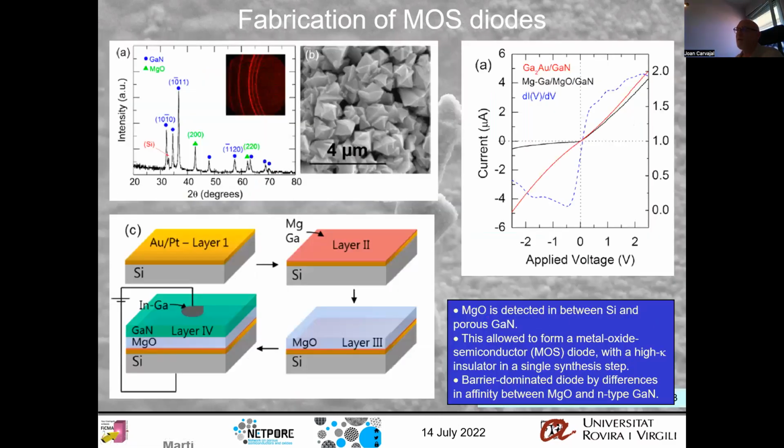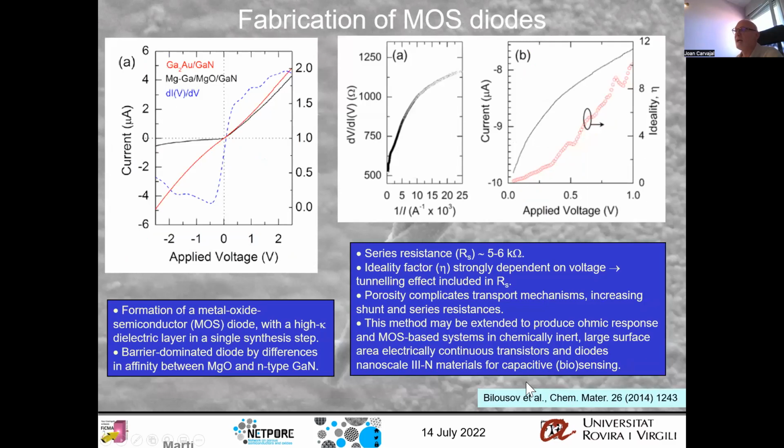So at the end, what we are having is we are forming a metal oxide semiconductor diode with a high dielectric constant insulator, that is magnesium nitride. And we believe that this can be used in the whole family of 3N materials, especially for capacitive biosensing.